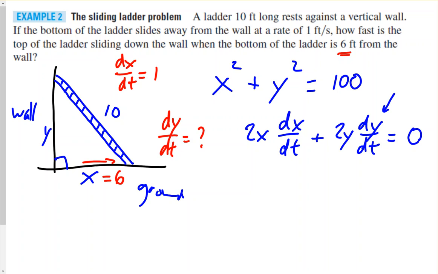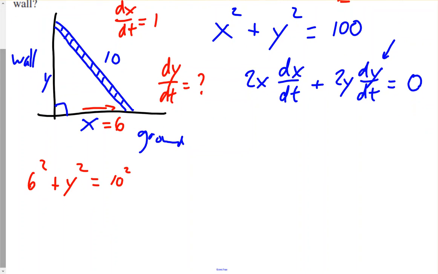We have x, we have dx/dt. Now, when x is 6, we can figure out what y is, right? So just putting into the Pythagorean theorem, 6 squared plus y squared equals 10 squared. Okay, so we have 36 plus y squared equals 100. Subtract 36, so y squared equals 64. So y equals 8.